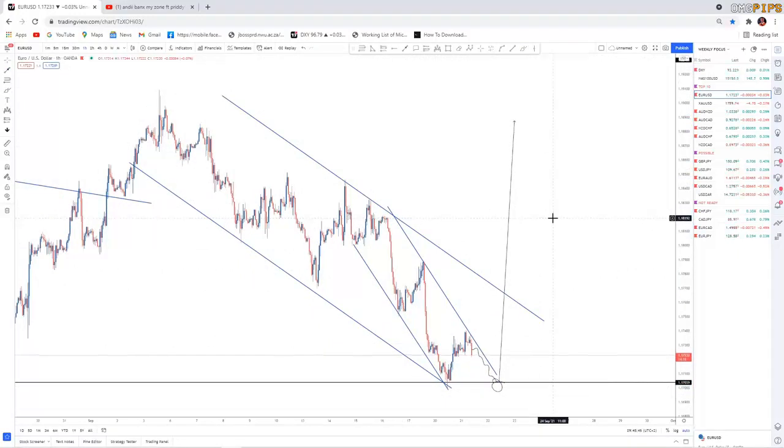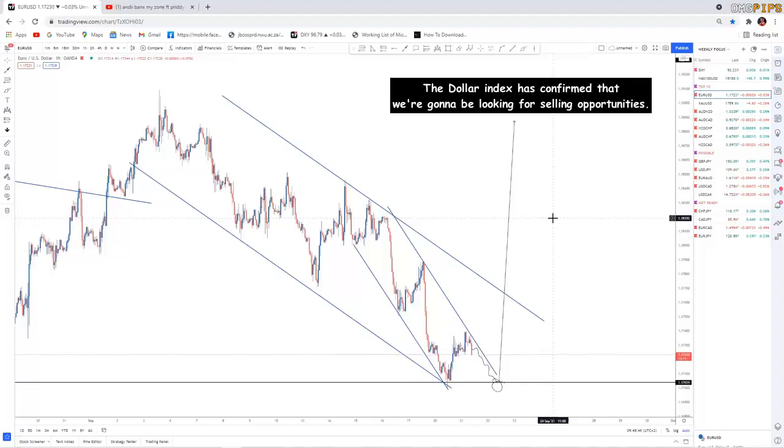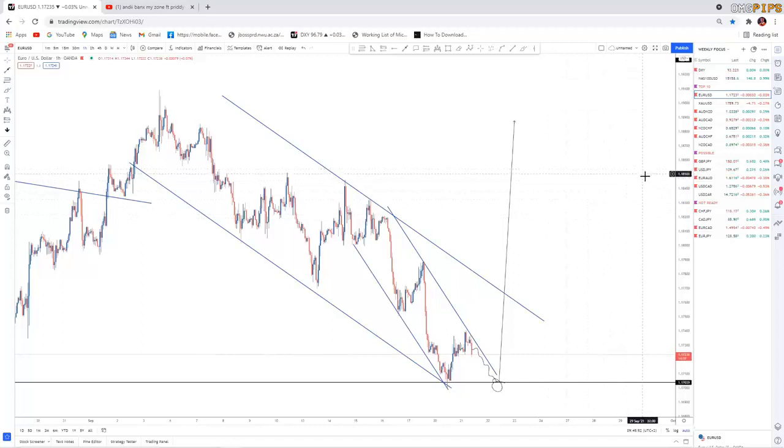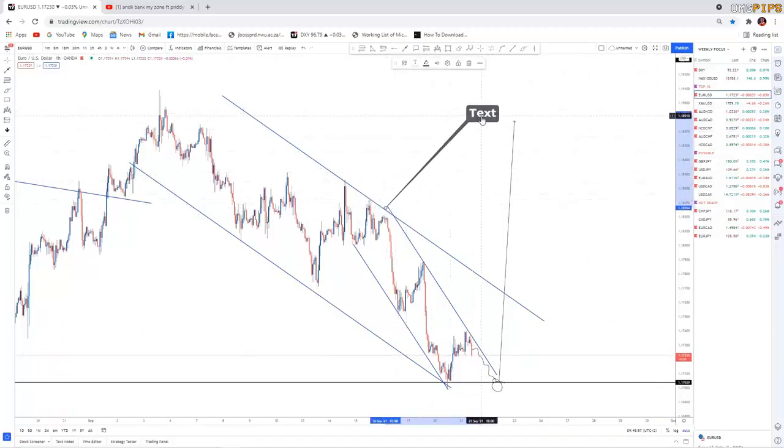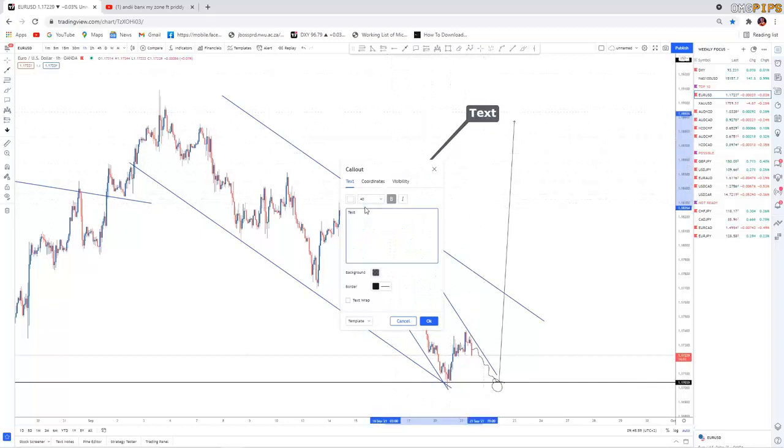Of which that's what we're expecting from now, as the dollar index has also confirmed that we're going to be looking for what? For selling opportunities on the dollar. This means the dollar is weak and makes it to be in this nature. So XXX USD is going to be buying, right? XXX USD is going to be buying, and USD XXX will be selling.